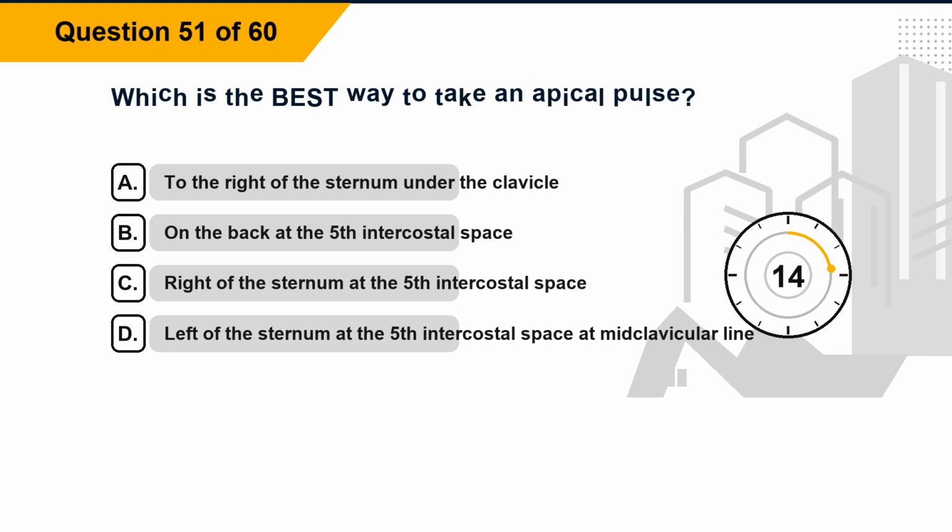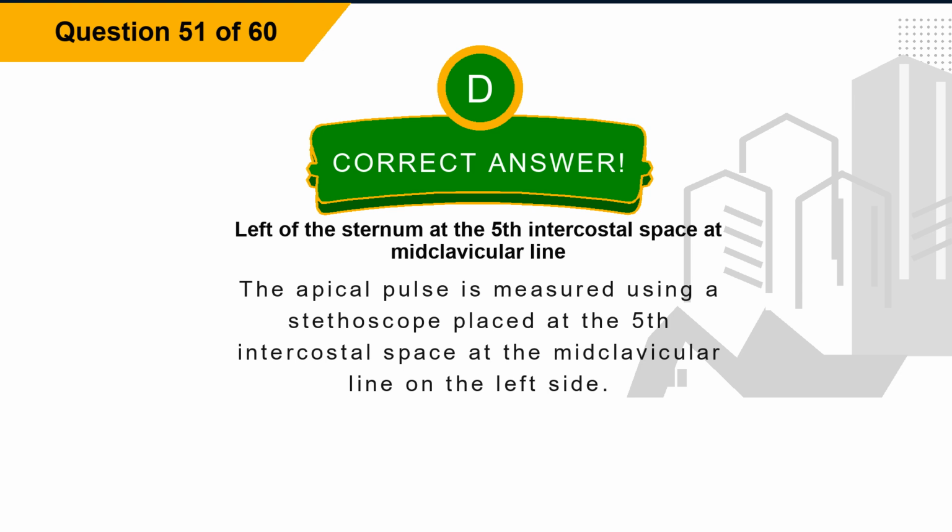Option A, to the right of the sternum under the clavicle. Option B, on the back at the 5th intercostal space. Option C, right of the sternum at the 5th intercostal space. Option D, left of the sternum at the 5th intercostal space at mid-clavicular line. The correct answer is option D, left of the sternum at the 5th intercostal space at mid-clavicular line. Explanation: the apical pulse is measured using a stethoscope placed at the 5th intercostal space at the mid-clavicular line on the left side.